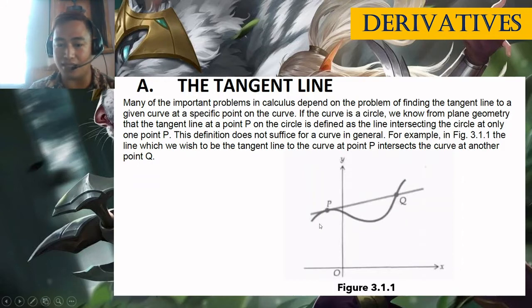So for example, this curve, class. At point P this is the tangent line, but it still intersects the curve at another point Q. Okay?